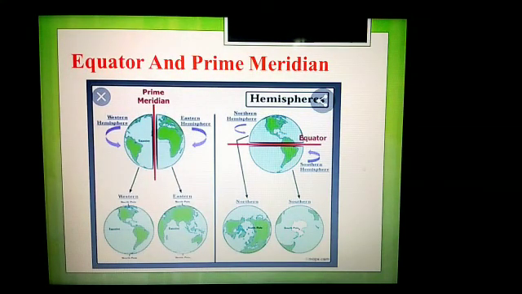Children, here you can see the prime meridian. I told you that the prime meridian divides the earth into two equal halves, the western and eastern hemispheres, whereas the equator divides the earth into two equal halves, the northern and southern hemispheres. From this diagram, you can clearly understand the difference between the equator and prime meridian, right?